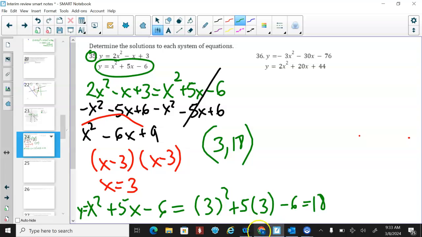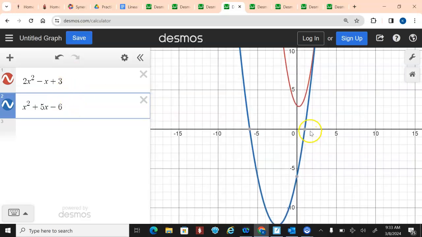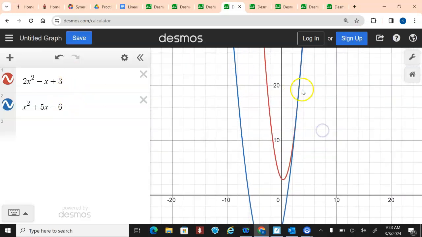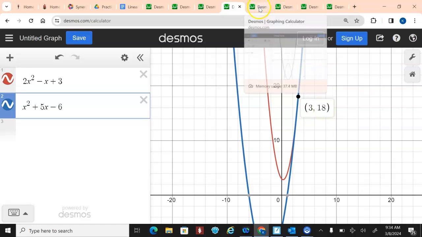Now I'm going to take it back to Desmos to confirm it. Again, I'll put both equations in here. I'm going to zoom it out, and I'm going to see where they cross. They cross somewhere here. It's going to pop for you. There you go, 3 and 18. So 3 for x, 18 for y, okay?